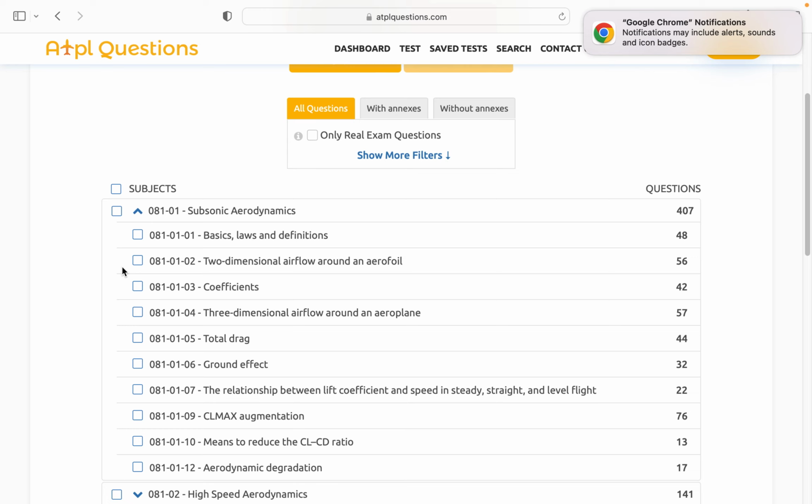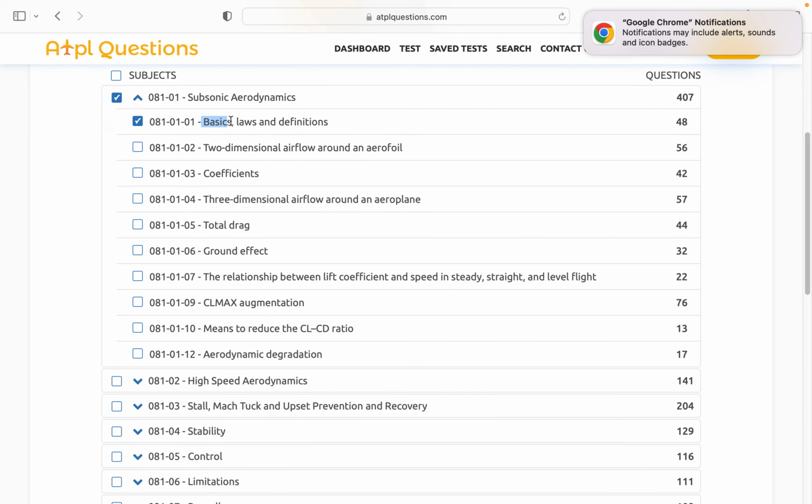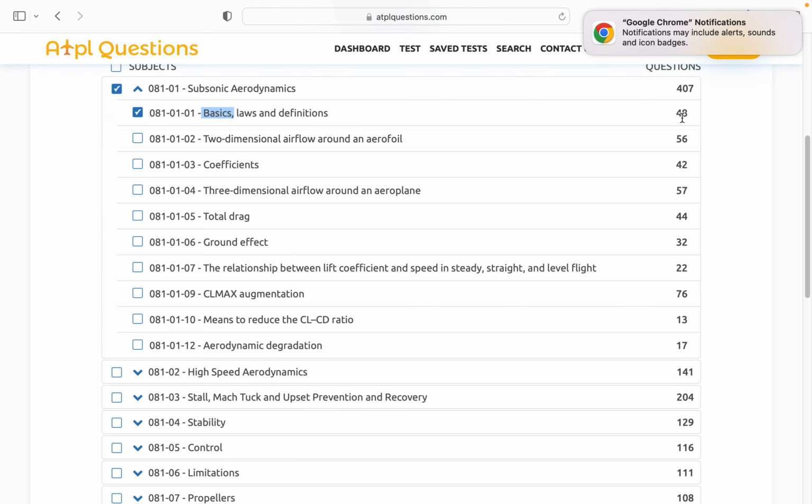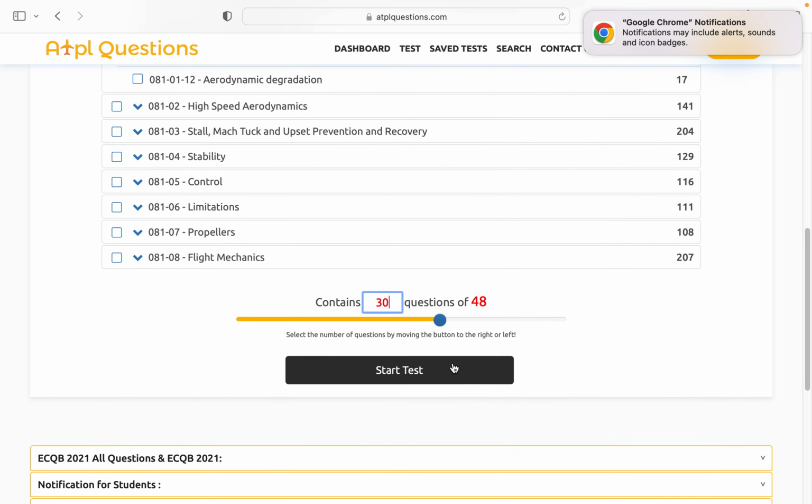Because it is a huge subject, we will deal with each topic individually for a better understanding. So for the first lesson, we will learn about basics, laws and definitions. As you can see here, it has 48 questions. I think it will be okay to use around 30, and let's get started.